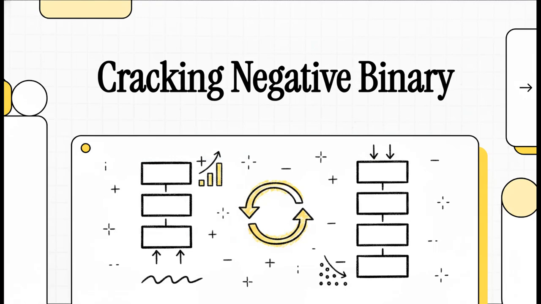All right, think about standard binary for a second. We all know how to count up, right? Just adding columns of ones and zeros. But what happens when we need to go below zero? I mean, how on earth do we represent negative numbers inside a computer system using absolutely nothing but ones and zeros? It's kind of a giant puzzle. And today, we're going to solve it together using some incredibly clever logic.